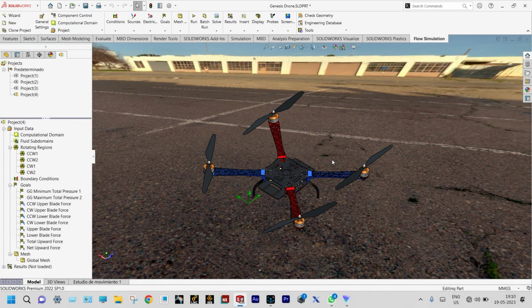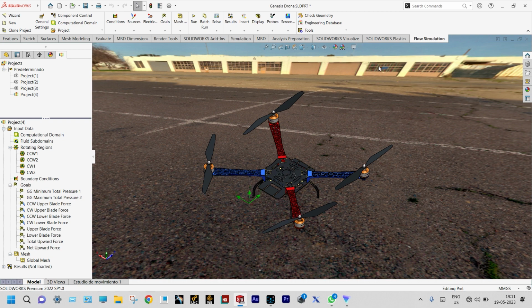Hello viewers, today I'm going to show CFD analysis and parametric study of a drone known as Genesis drone using SolidWorks Flow Simulation. In this parametric study, we'll consider the angular velocity of the propellers as the input variable, and based on that we'll go for optimization. So without wasting time, let us start our analysis.